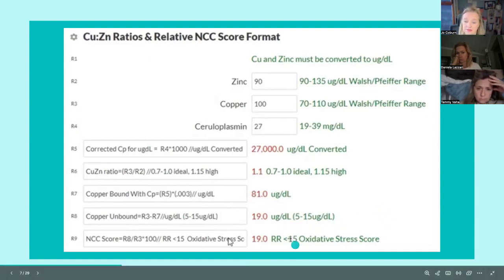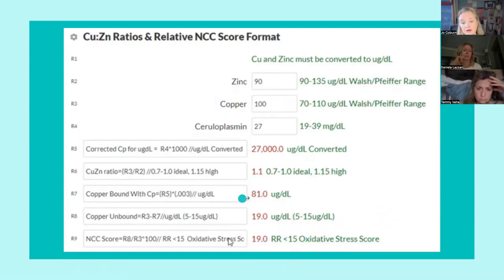It's 19. So an ideal perfect level here for copper bound is 95%. That's what we talked about last week sometime, one of the slides. We went over that, right? So in this person, a perfect amount of bound copper would be 95. And you can always play around on the calculator to figure out what that perfect number of ceruloplasmin would be for this person, if this number right here is supposed to be 95.